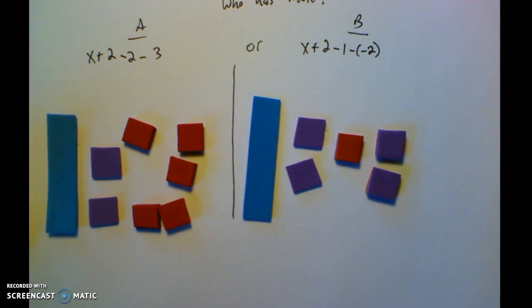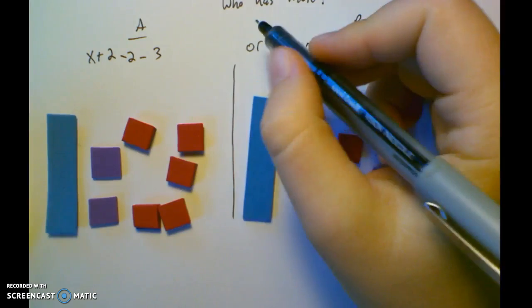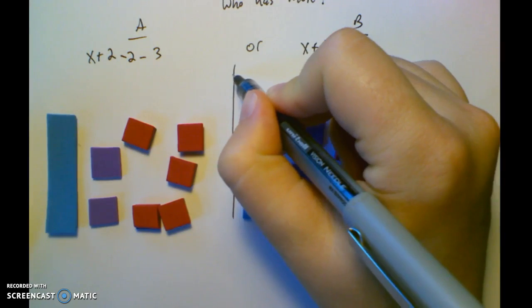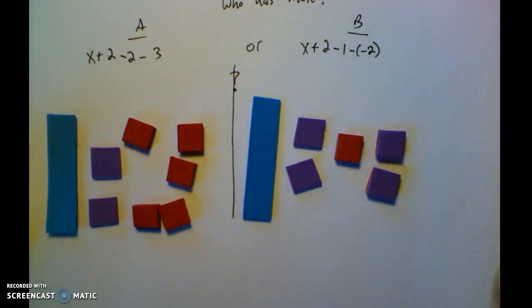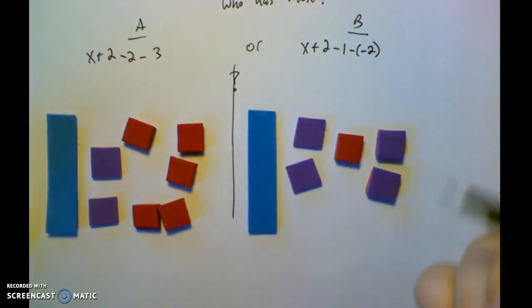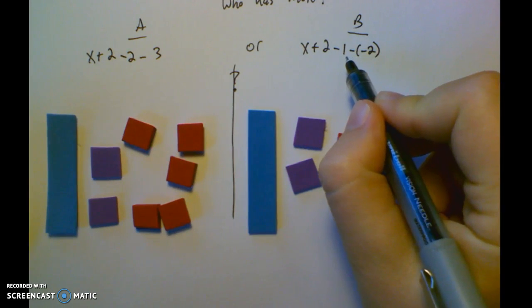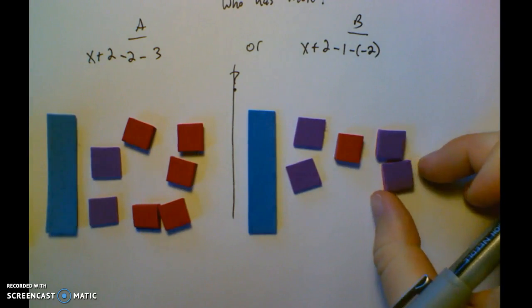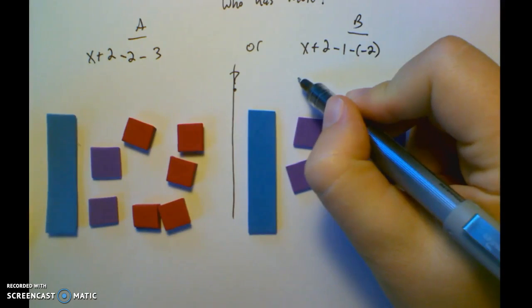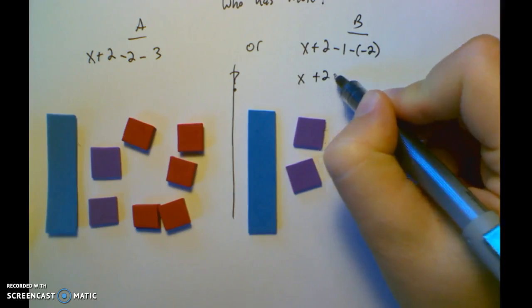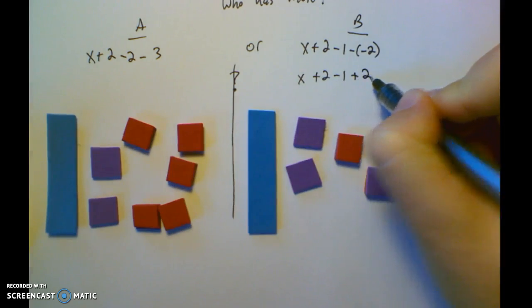So I don't know which side is bigger right now, so I'm just going to put a little question mark right here. But I want to record each step that I did. Instead of writing this down exactly, I put the opposite of negative 2 down here. So on this side I now have x plus 2 minus 1 and then plus 2.